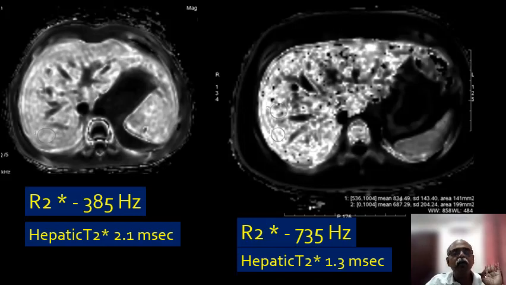Now here you can draw ROIs. It is 735 R2 star. Hepatic T2 star is 1.3. 1000 by R2 star is T2 star 1.3.